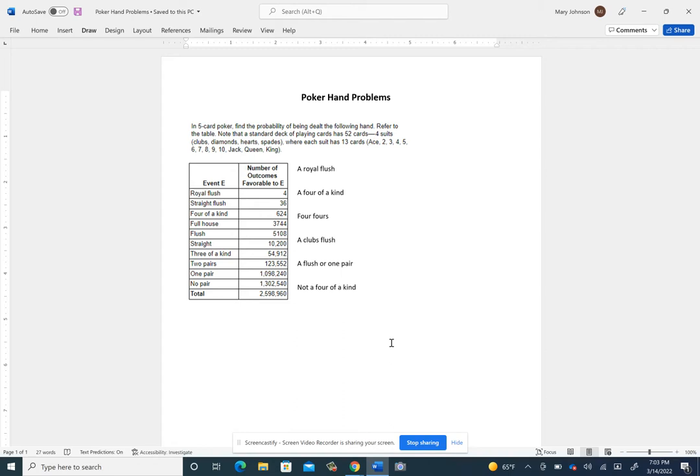Let me find my calculator. Well, there, I'll just use my phone.